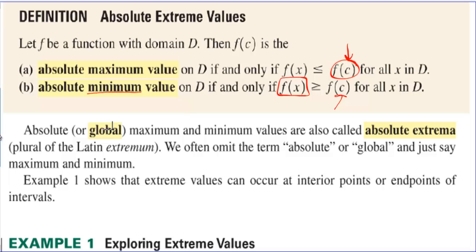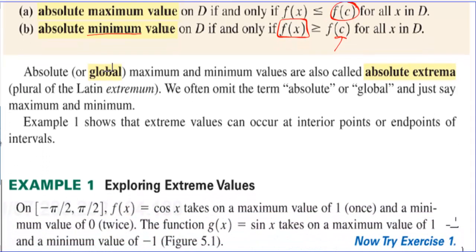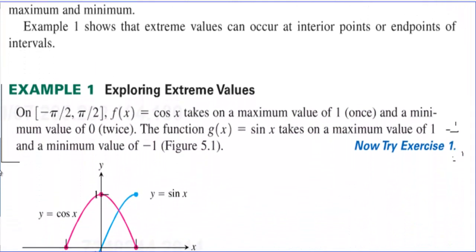Absolute or global maximum and minimum values are also called absolute extrema. It's the plural of the Latin extremum. We often omit the term absolute or global and just say maximum and minimum. Example 1 shows that extreme values can occur at interior points or endpoints of intervals.